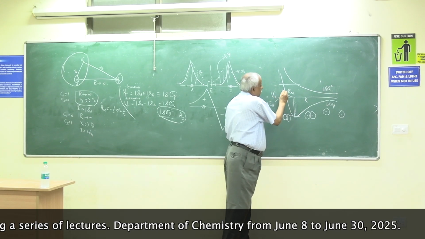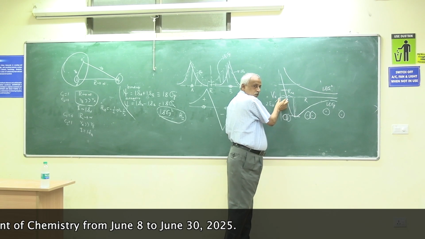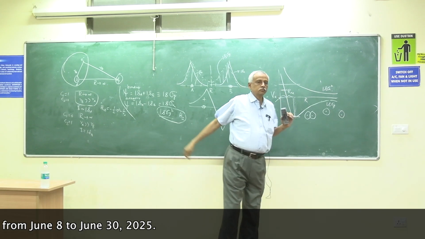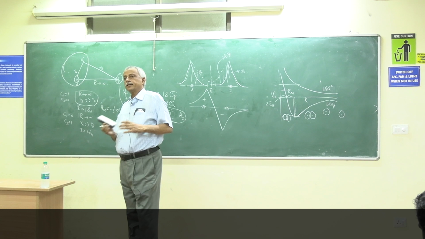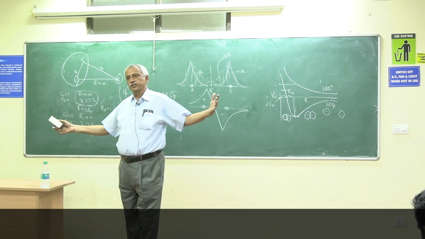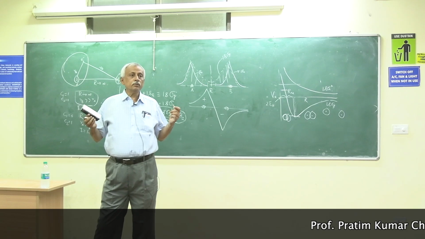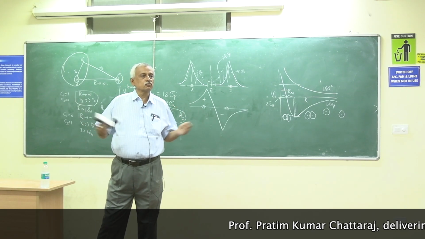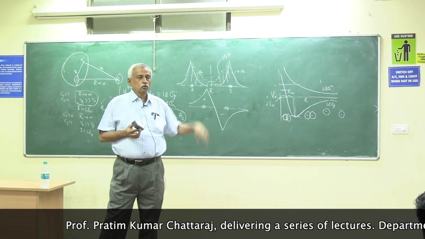So even if it is in a bonding orbital, if your bond length is too small, the energy will go up. It is not that if it is bonding, it will always be stable. You have to consider the vibrating molecule and what type of vibration is going on. Then the energy variation would be in this fashion.